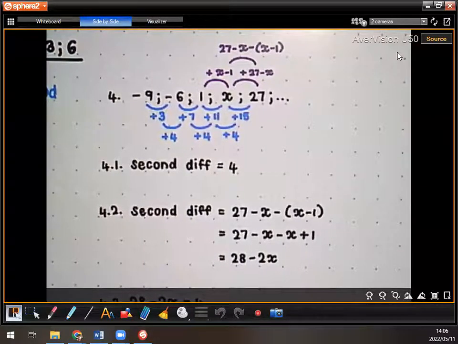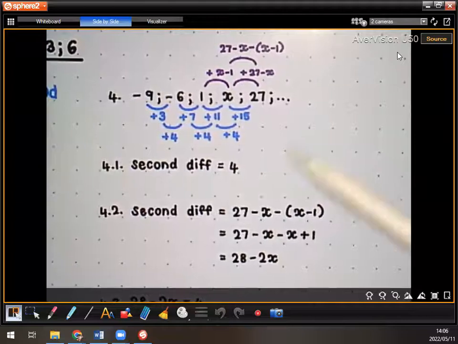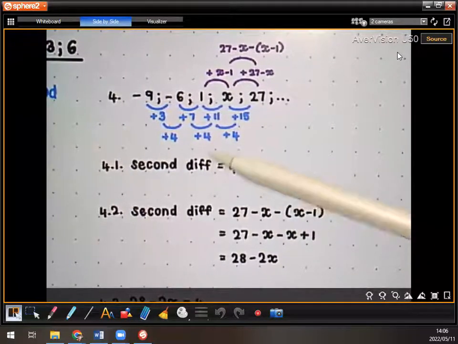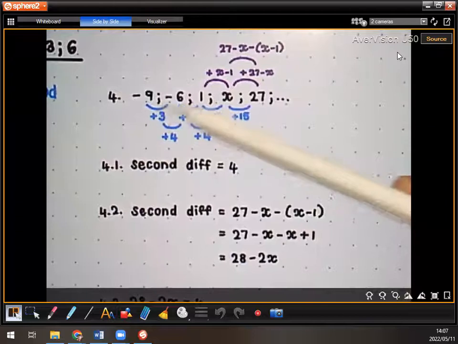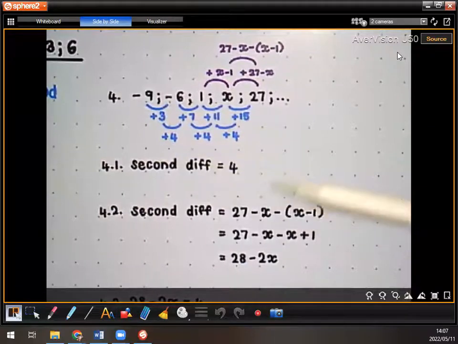The way that they structured the question was quite complicated and unnecessary, I felt. They asked for the second difference first. You could just look at your first difference, and then the second difference is 4. Then they asked for the second difference in terms of x, which was difficult to do. So that's what I did in total up there.